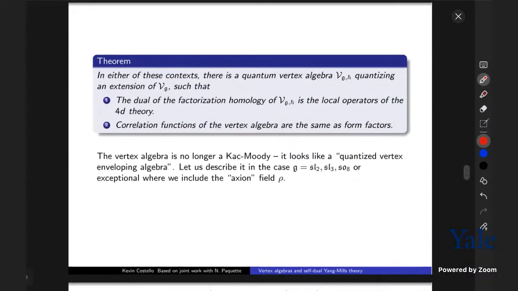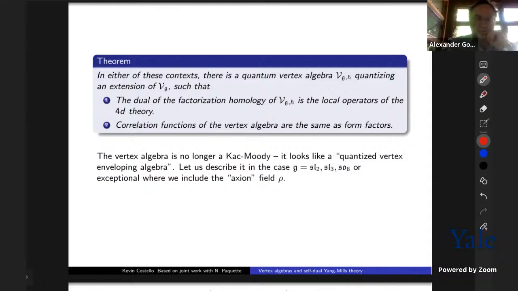So what we can show by using twistor methods is that in either of these contexts, there is some vertex algebra which quantizes the Kac-Moody we started with, but we also add additional fields corresponding to our new fields in our theory, and the same results hold. Conformal blocks of the vertex algebra are the local operators of the Fourier theory. The correlation functions are the form factors.